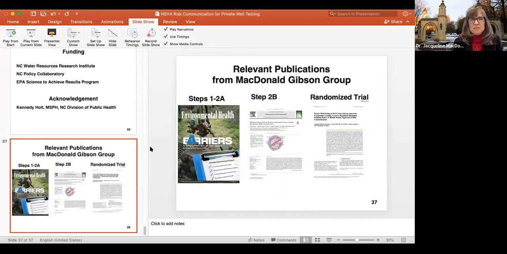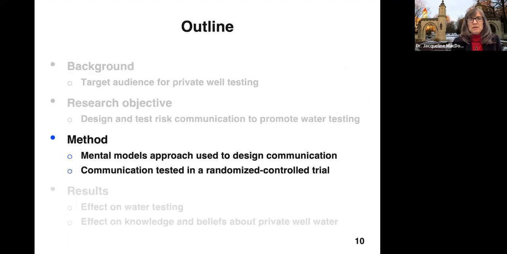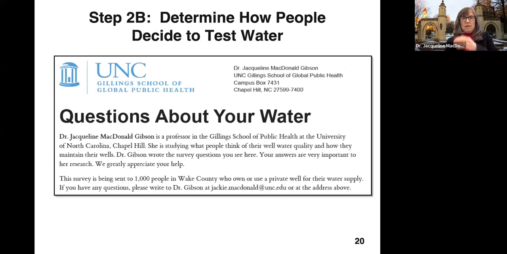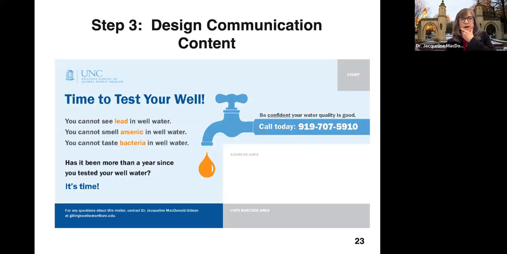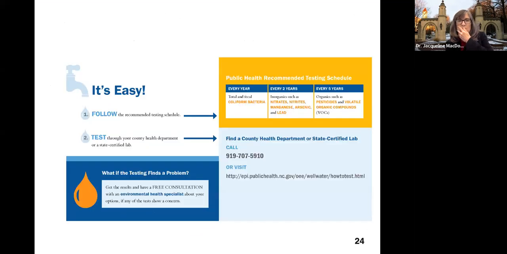Yeah, it could be. That would be something, again, though, the idea with this mental models approach is you really have to test your messaging rather than just assuming a priori what people need. I was just going to go back to the postcard and show you the messaging that we did have. It was on the back side. What if the testing finds a problem? Maybe you're right, though, this could be optimized.